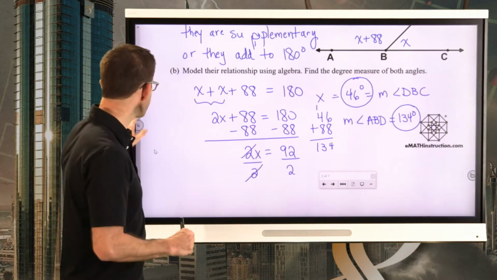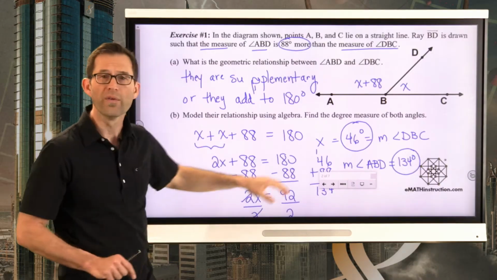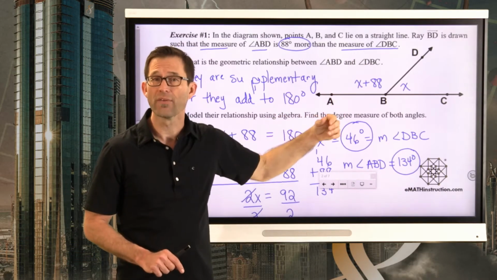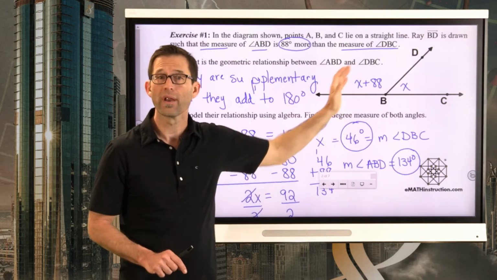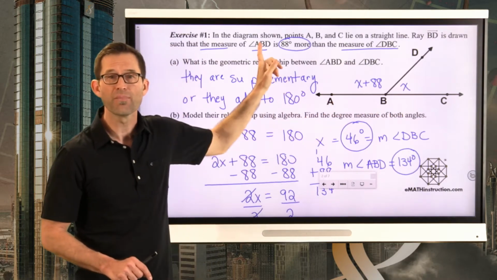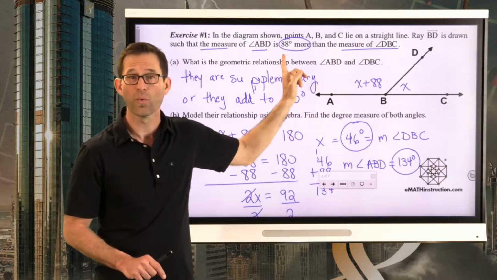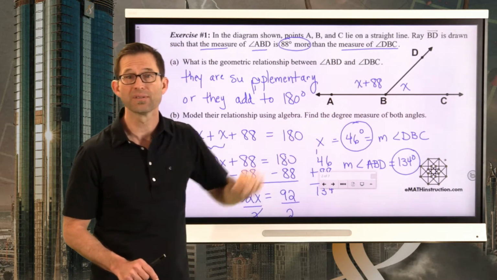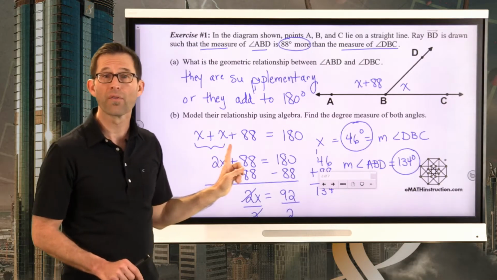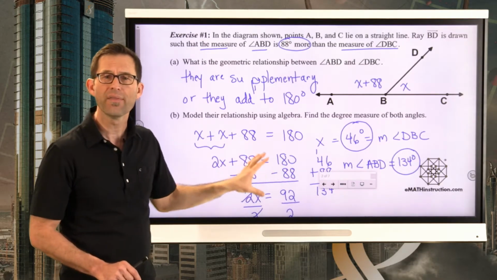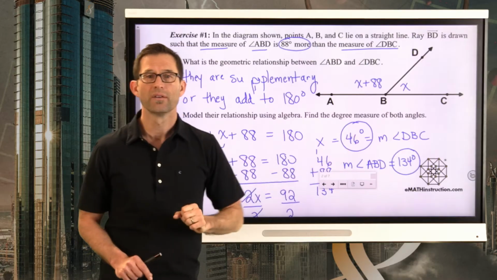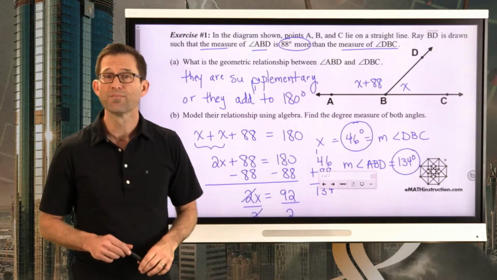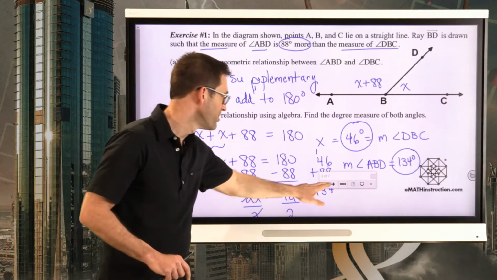And again, it's a classic situation where we've got some kind of geometric setup, two angles that when added together form a straight angle or a 180 degree angle. Then we know something about how the two angles relate to one another, so we can phrase that algebraically, x and x plus 88, and then we can model the problem geometrically like this, and then use some basic algebra to find the measure of both angles. We're going to be doing that a lot in today's lesson, so let's take a look at the next exercise.